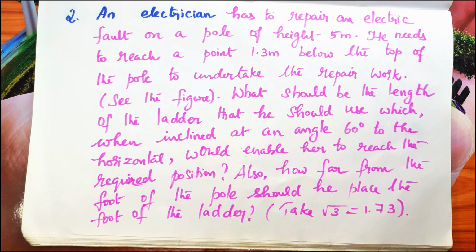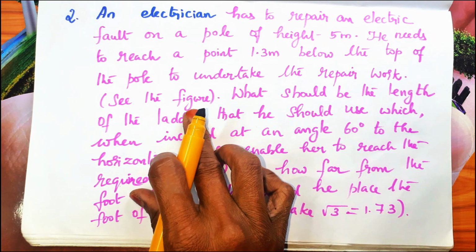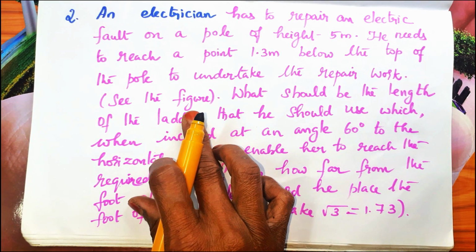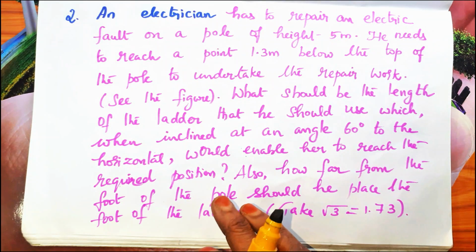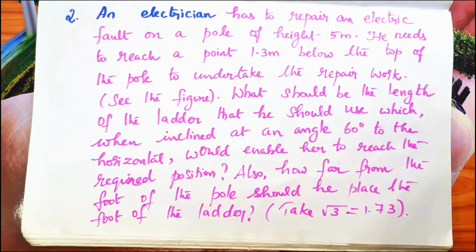An electrician has to repair an electric fault on a pole of height 5 meter. He needs to reach a point 1.3 meter below the top of the pole to undertake the repair work. See the figure they have mentioned, so they have given the figure too. In some problems they will give the figure. If the figure is not given, we have to draw the figure, as we did in the previous problem. But here the work is easy since the figure is given.